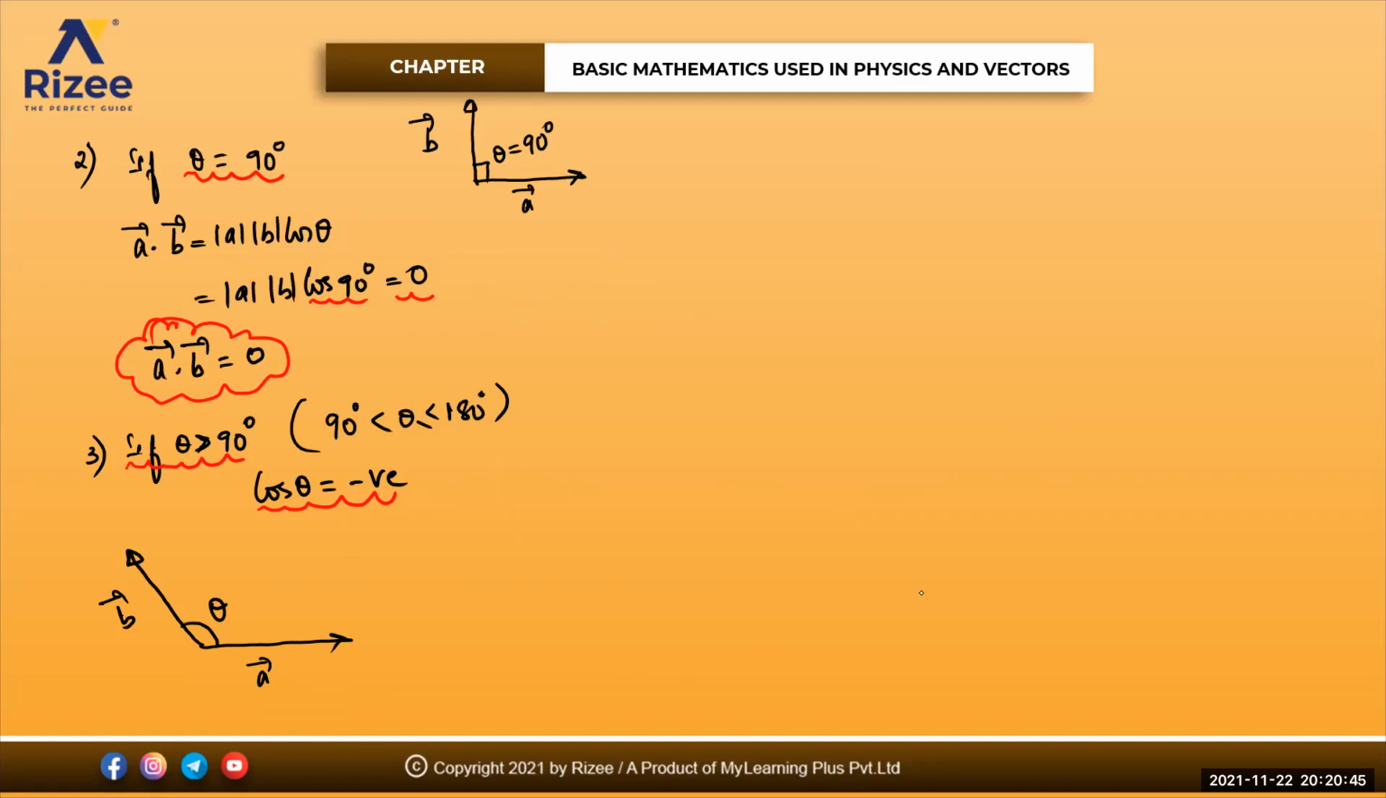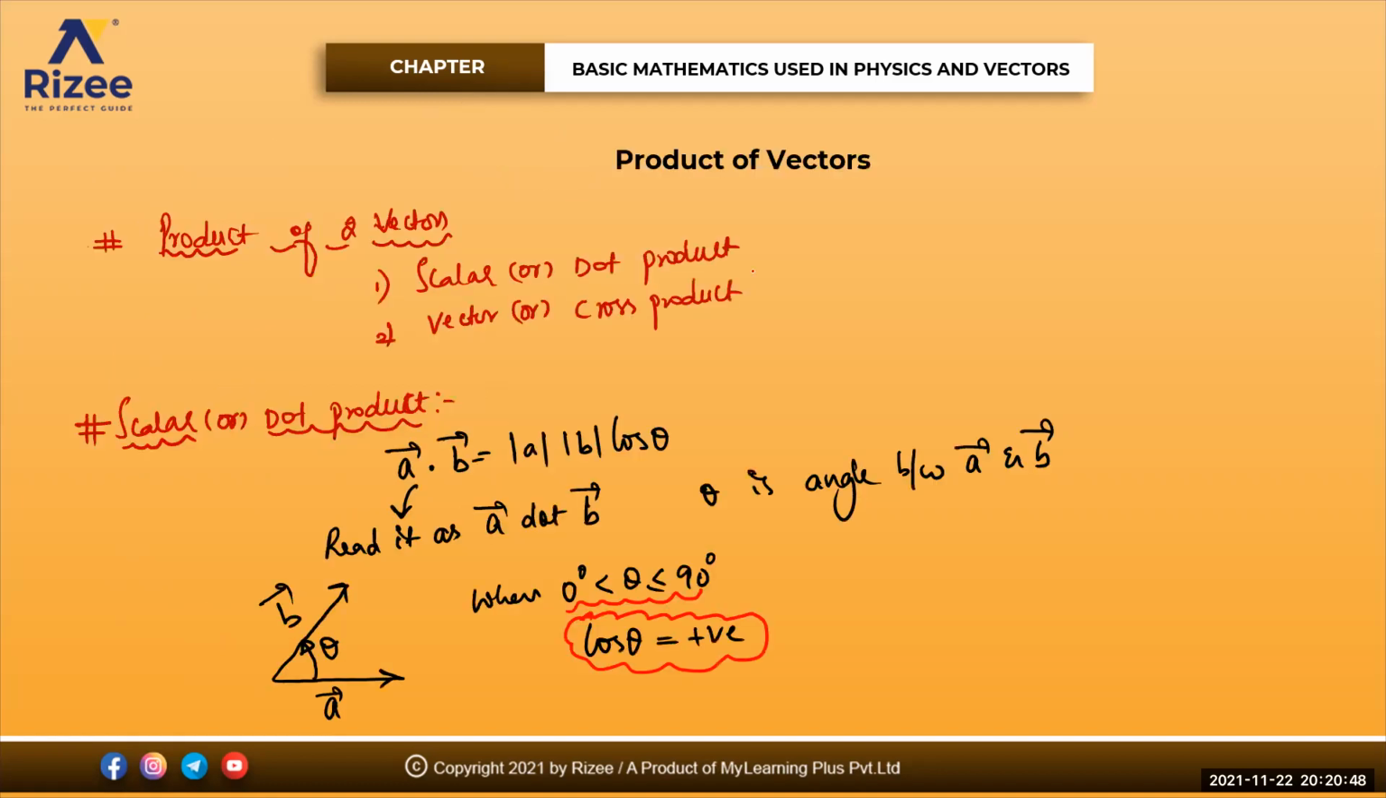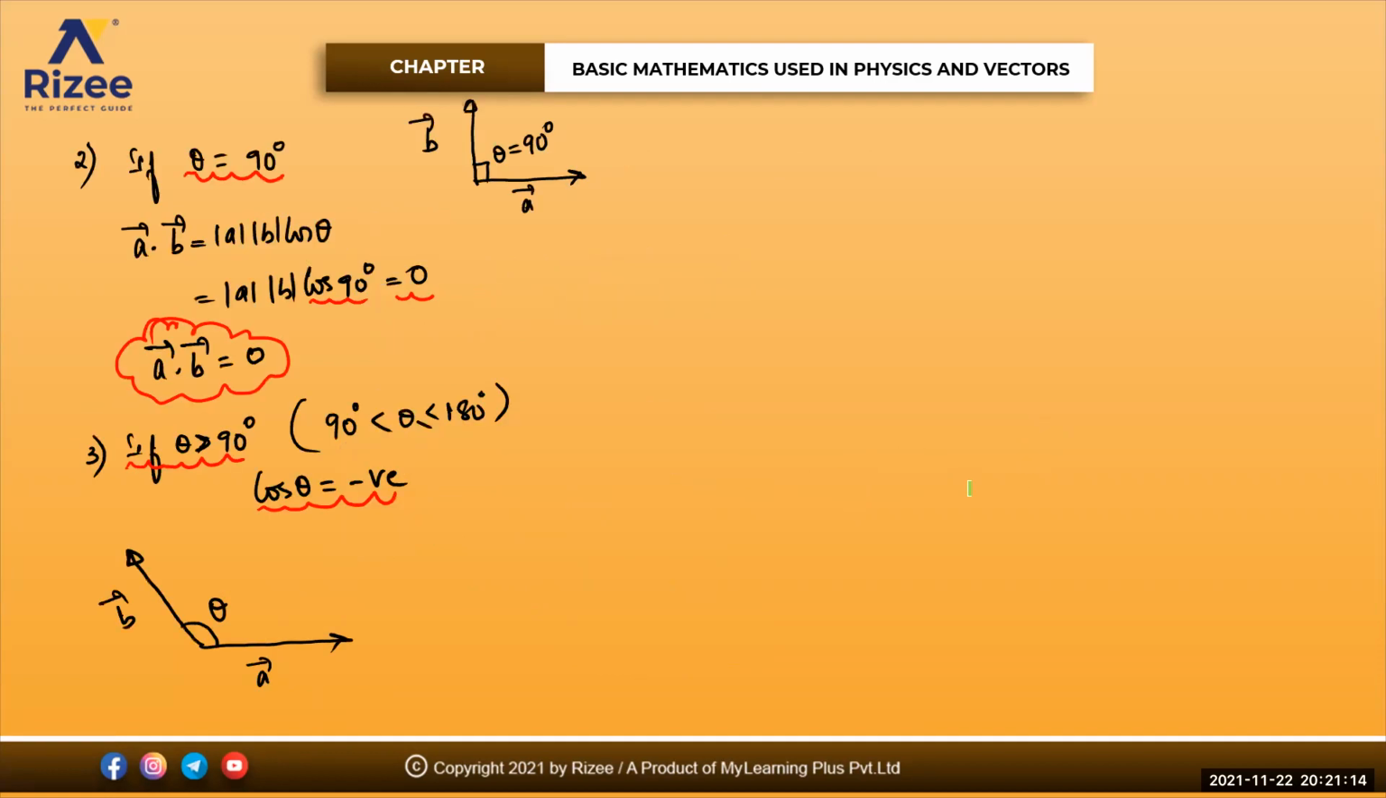Dheeraj? So what is the formula for the scalar product or dot product, beta? A bar dot B bar is equal to mod A mod B into cos theta, and theta is the angle between A bar and B bar. If theta is less than 90 degrees, cos theta will be positive. If theta is greater than 90 degrees, cos theta will be negative. If theta is 90 degrees, then A bar dot B bar will be equal to 0. Okay, very good.